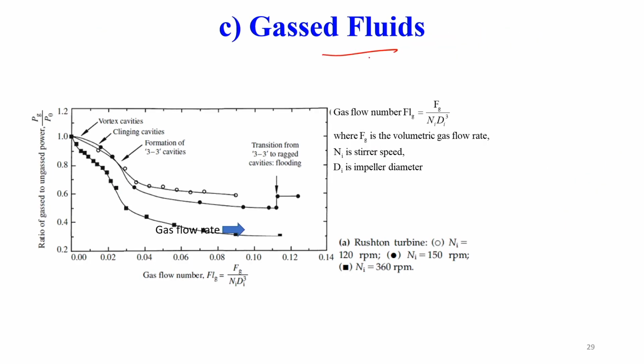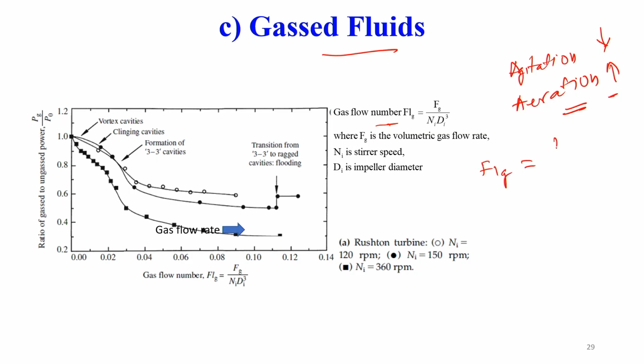Now the last system is the gassed fluid. So in the case of gassed fluid, what we are seeing is that agitation is there. Along with that we are also considering the aeration part. So once the aeration part is there, it means some of the mixing will be done by the aeration. So the power requirement for the agitation will decrease, but some power will be required for the aeration. So first there is one term that we will be discussing, which is the gas flow number.